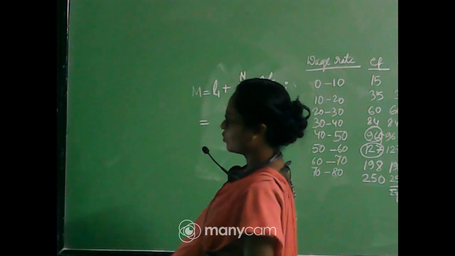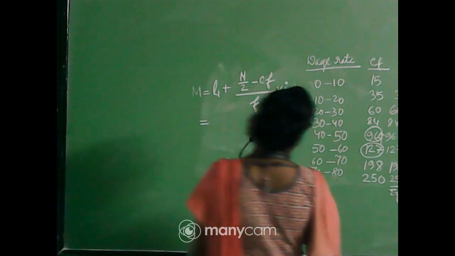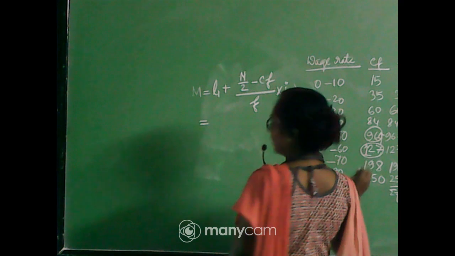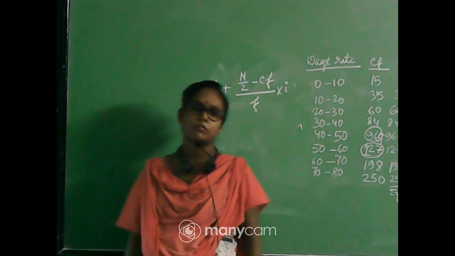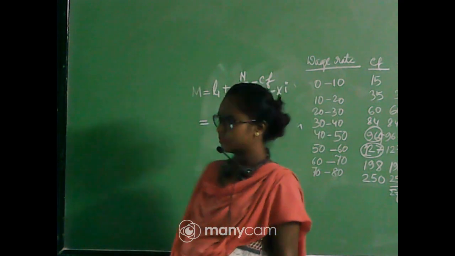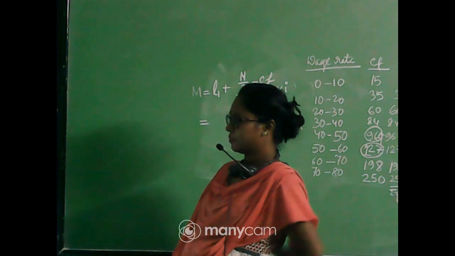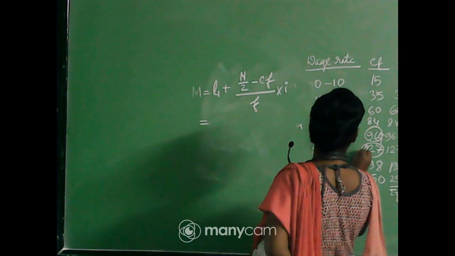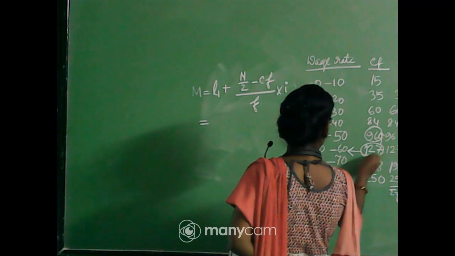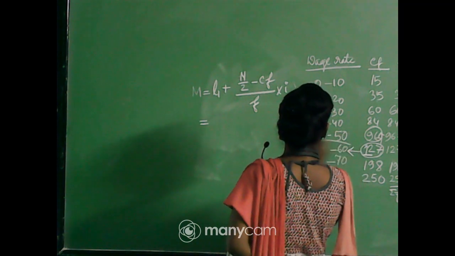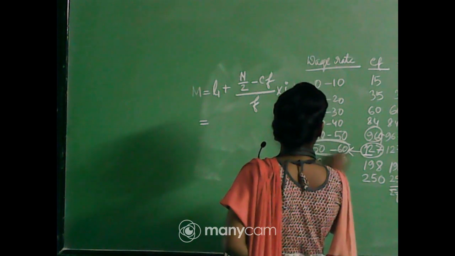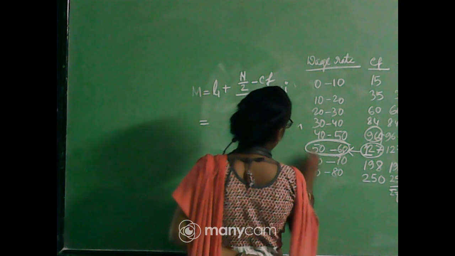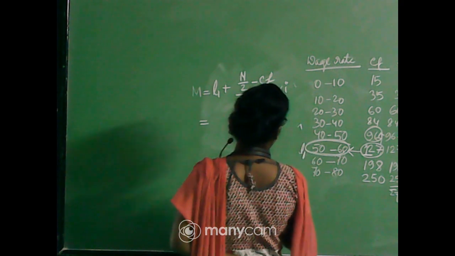No, why is it 12? See, 125 lies in 127. Up to this, understood or not? Understood? Yes. So see the median class. If this one is the respective CF, then see the median class. Median class is 50 to 60.